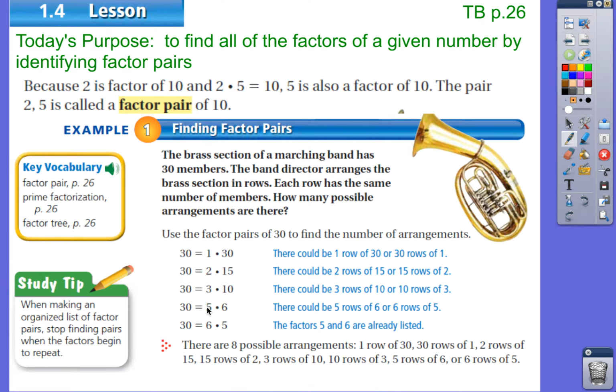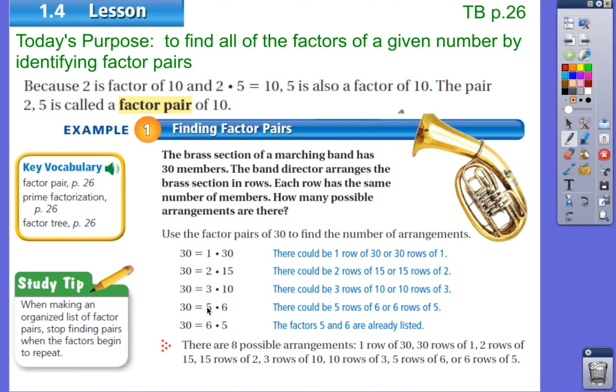So actually, when you're listing your factor pairs, as soon as you start getting repeats, it's a sign that you can stop. Now, what I also tell students is your first column counts up, your second column counts down, and these two numbers are going to meet in the middle. Notice 5 times 6, there's no factors in between. Now, in this problem, they want to know what the different possible combinations are. And 5 rows of 6 is different than 6 rows of 5. So they have continued to list the factor pairs down here, and they get a total of 8 combinations.